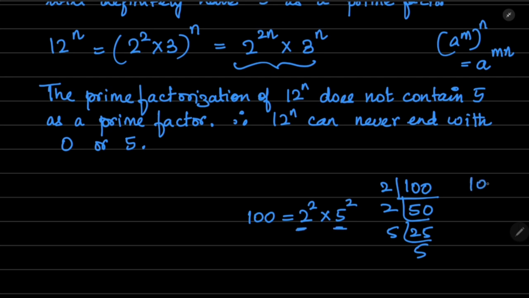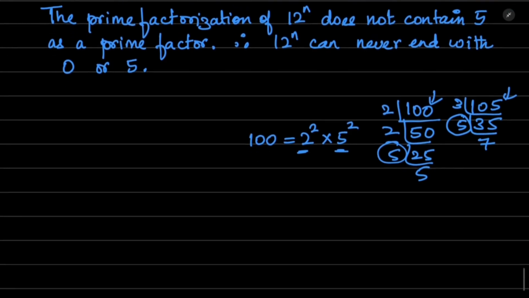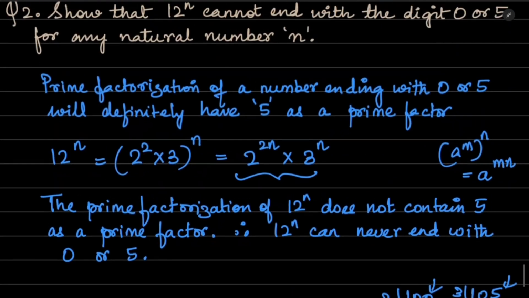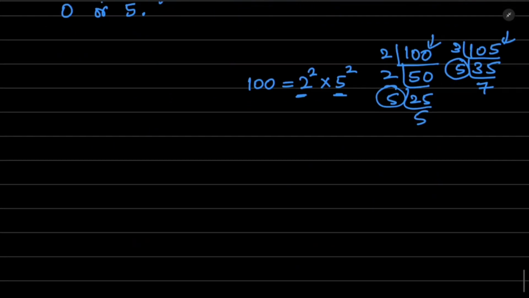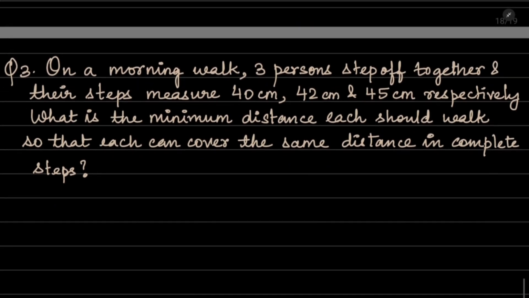Yes, if you take 105, right? 3 3s are 9, again 5. Again, 5 7s are 35, right? See, 5 is one of the factors. Right? So similarly, any number which is ending with 0 or 5 will definitely have 5 as one of the prime factors. Okay? So do remember this. Let's move on to the next question. So this is how you have to represent this question. Okay? Let's move on to the next one.